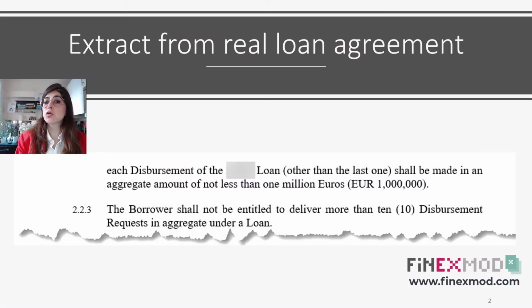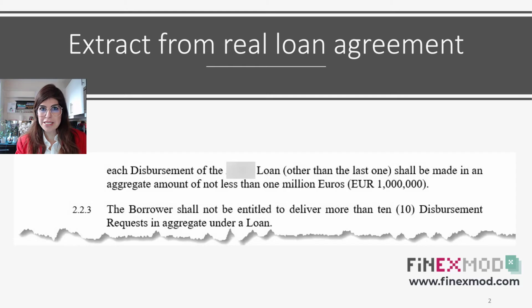Today I'm going to talk to you about two restrictions that the lenders might impose on the disbursement. The first is a minimum limit on each disbursement, and the second is a maximum number of disbursements over the availability period of the loan. This is an extract from a real project.